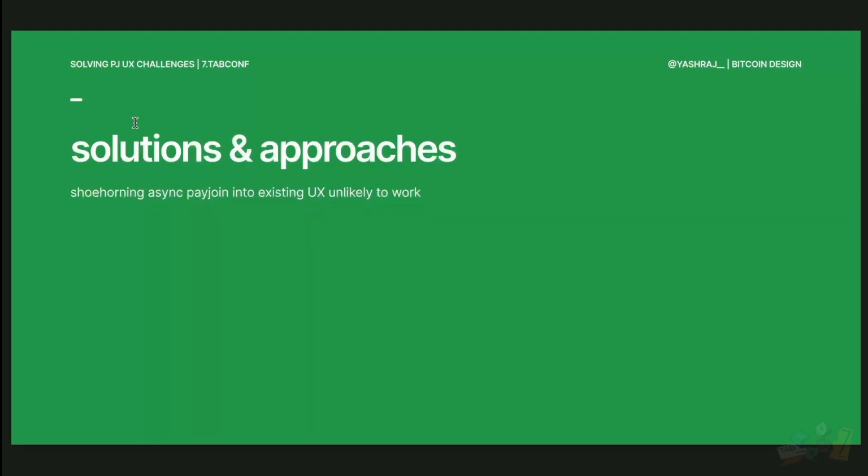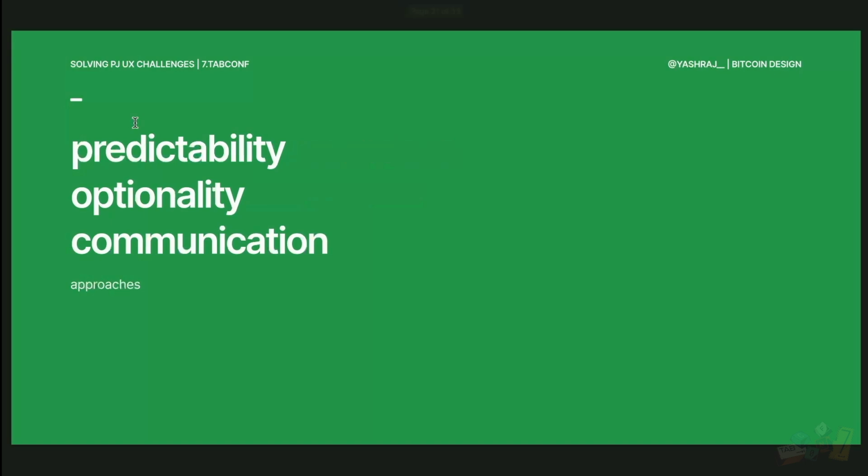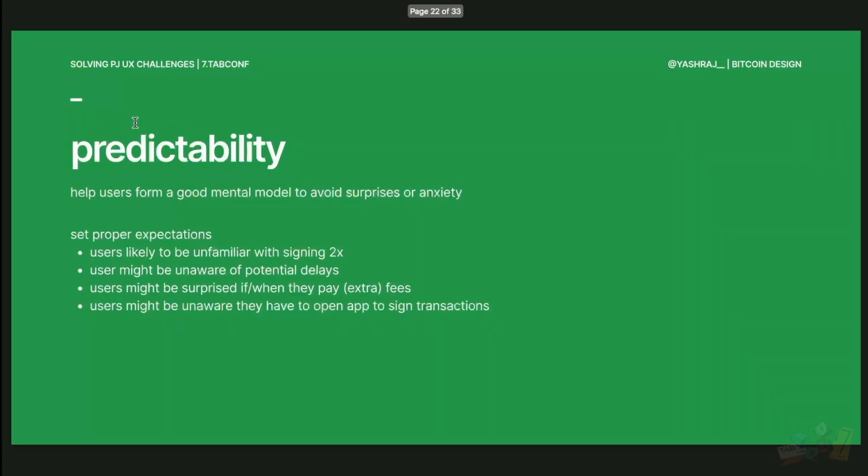I think there are three approaches, three design principles that we could use to solve this UX challenge that I just talked about: delays, extra effort, the expiry hitting and the Payjoin failing, extra fees, things like that. Try to follow these principles when you build your product for Payjoin.